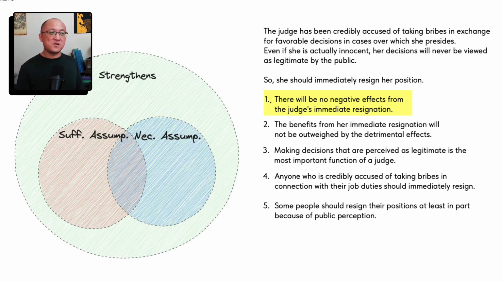So number 1 here does strengthen the argument, but it's not sufficient because even if it were true, you still don't have any principle about when someone should resign. So the last thing for us to do is to think about whether number 1 is a necessary assumption.